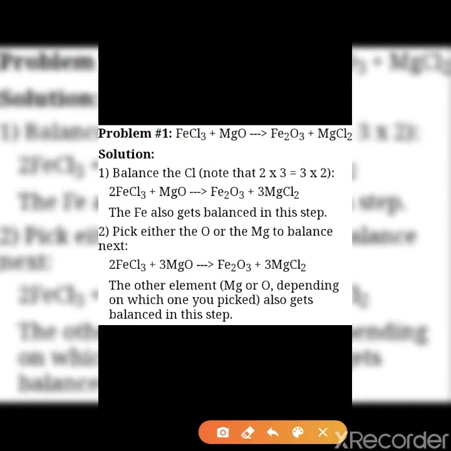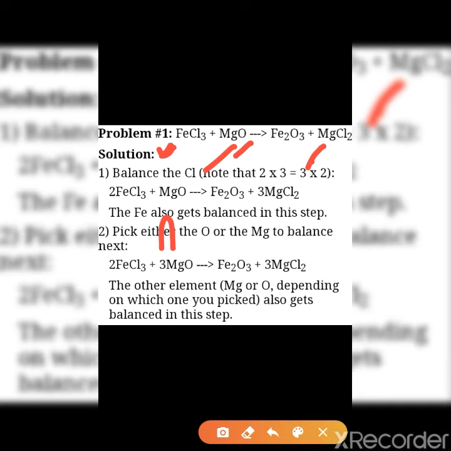Next, iron is balanced. Oxygen is balanced. And magnesium: check the magnesium, 3 Mg. Magnesium is 3 on the left hand side and 3 on the right hand side. Okay, magnesium is balanced already. Iron is balanced. Oxygen is balanced.